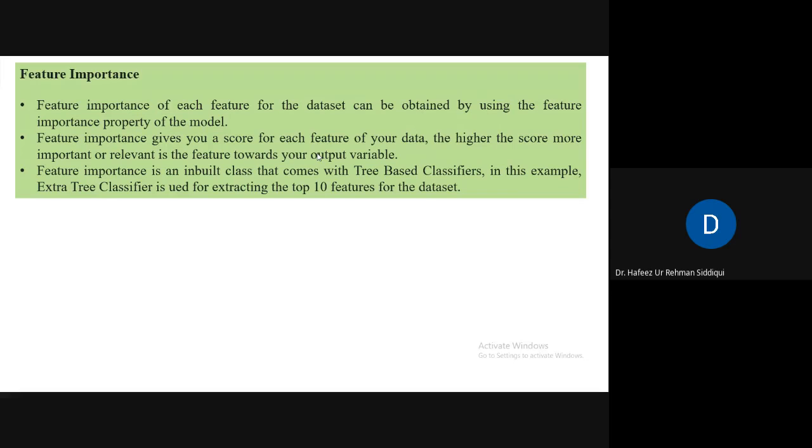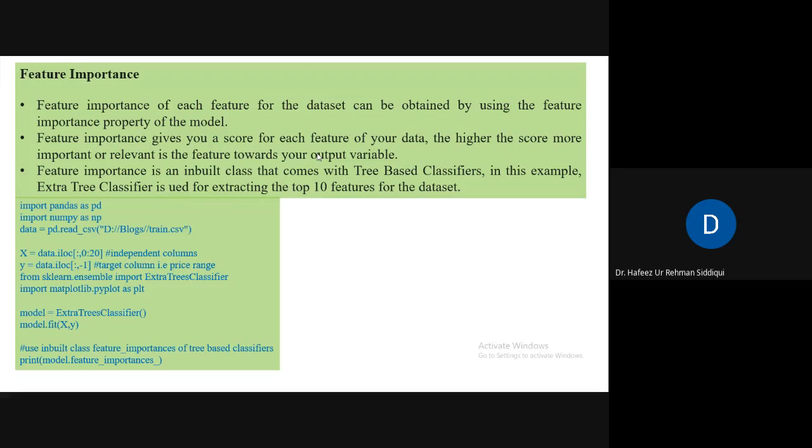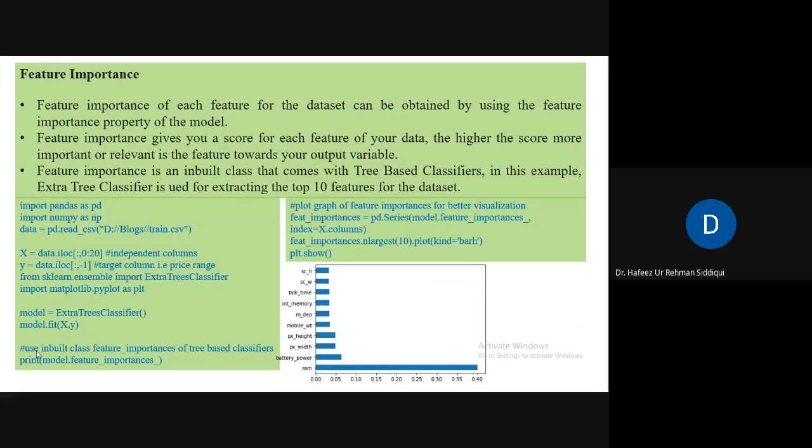So here we have an example of extra tree classifier. Look at this, the same data. We are taking the trained data set, and from there we get all the data except the label, and the label is put into Y. And now this is the extra tree classifier model, and we fit the model, meaning we trained the model on the data. And the model has model.feature_importances_. We print them. Just print them, and you will get it like this.